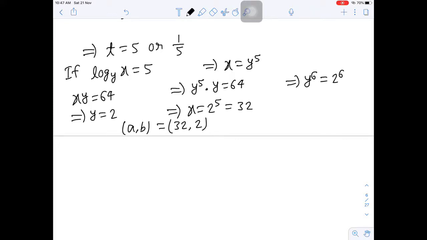Okay, now the other case would be t can be equal to 1 by 5. So when t is equal to 1 by 5, t is nothing but log x base y, and that is equal to 1 by 5. So we'll get here x equal to y to power 1 by 5, or if you transpose this power to the left hand side, you will get y equal to x to power 5.